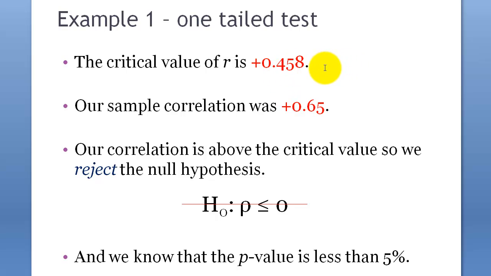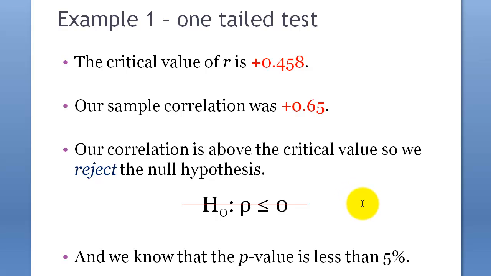Of R is 0.458. So if the R is larger than 0.458, that means the correlation R was... well, the chance of it happening by sampling error is so small, so it's got to be the actual correlation. That's how you conclude. So our correlation is above the critical value, so we reject our hypothesis.